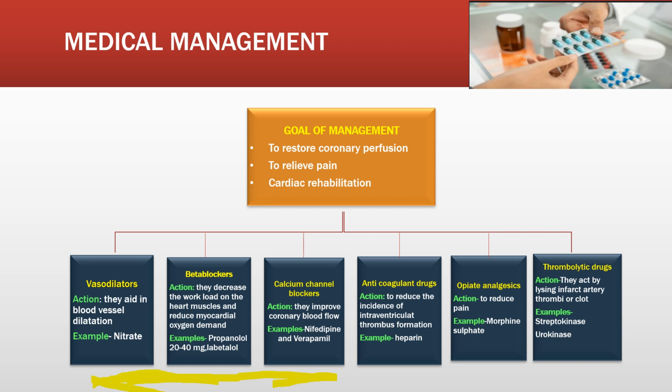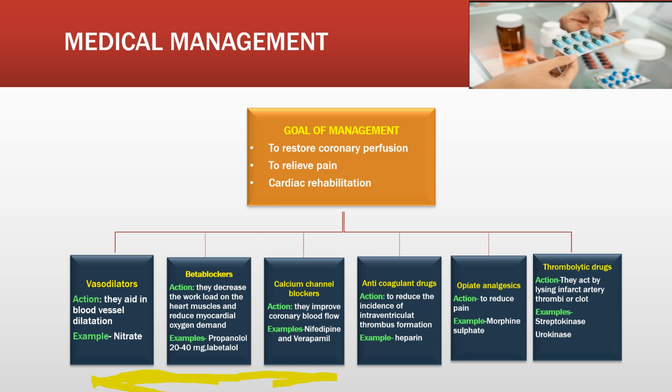Beta blockers we give. Why? Because they decrease the workload on your heart muscles, so your myocardial oxygen demand is less. Examples are propranolol, labetalol. You will hear these terms. So next time you hear a term like this in your clinical area, quickly go check the file of the patient. Calcium channel blockers improve the coronary blood flow.